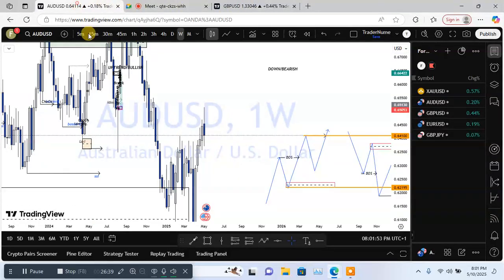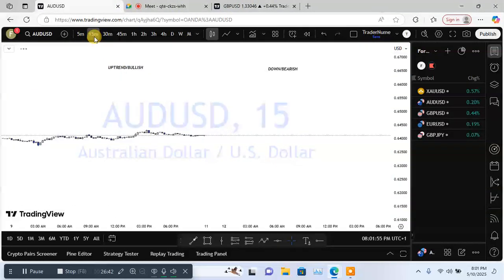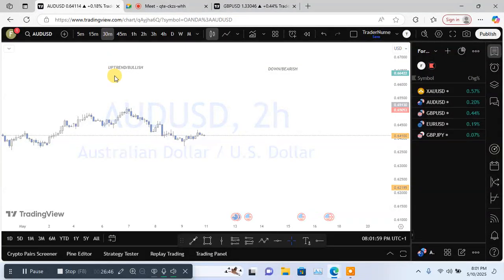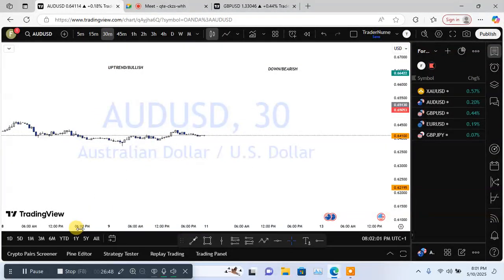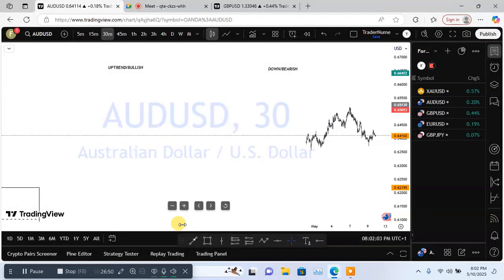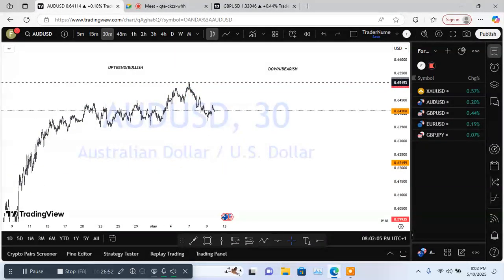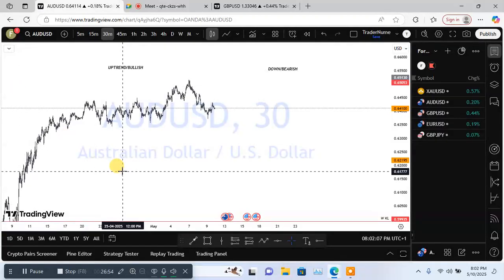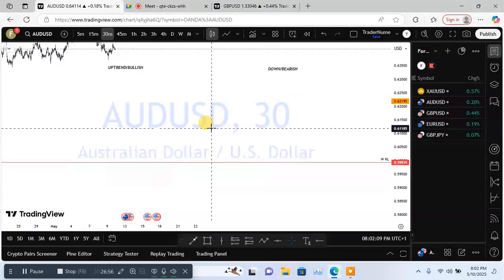I mean, supply becomes demand, demand becomes supply. Where is that markup now? It's at 30 minutes. Sorry, okay, let me just draw that again.